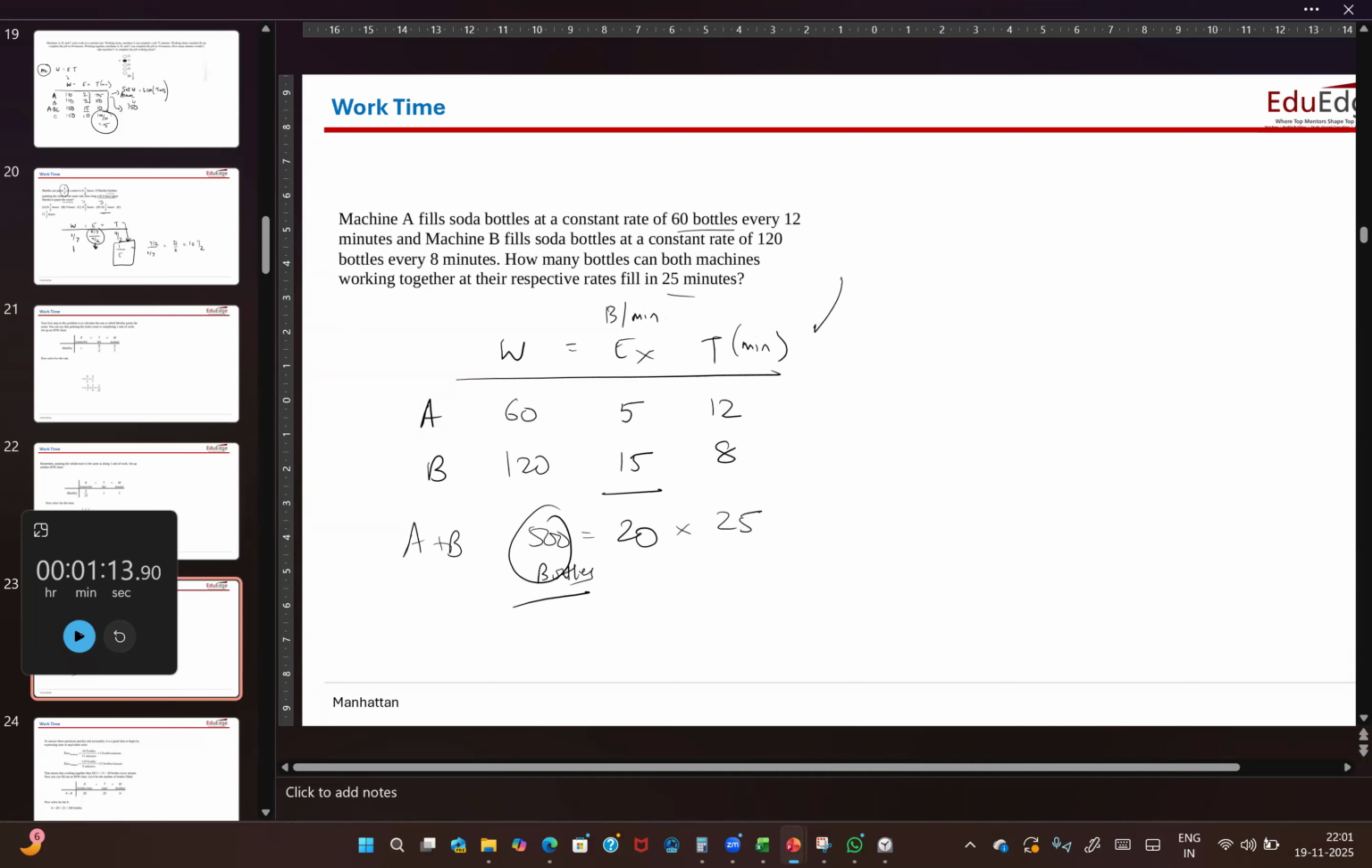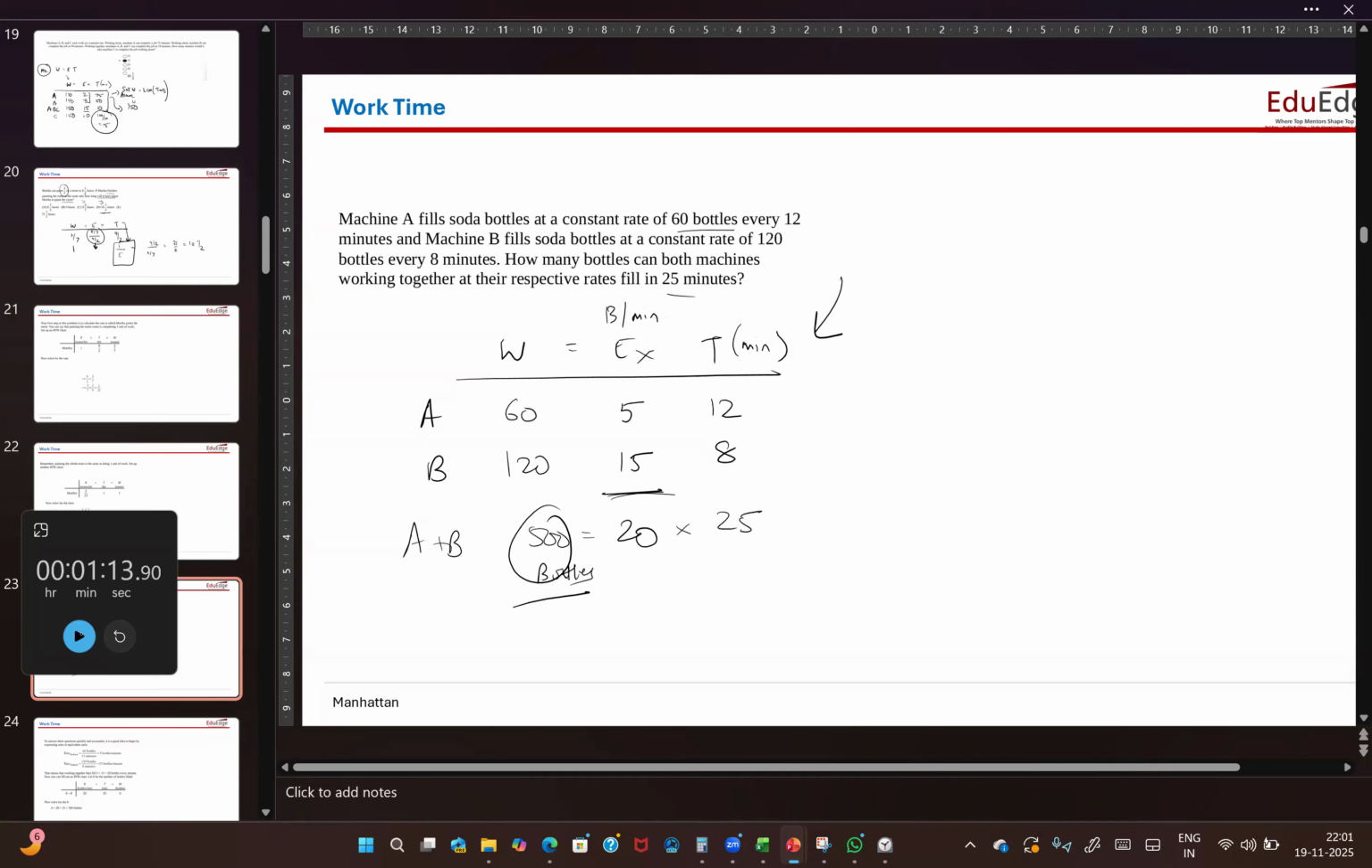So as you can see, once we start using this table frequently, it's all about just plugging in. It becomes very easy. So almost every time, speed, distance, and work time problem can be solved using this.